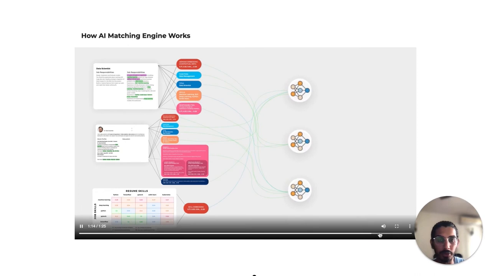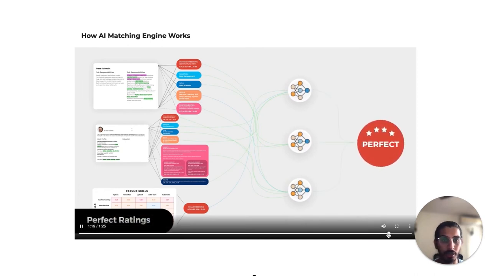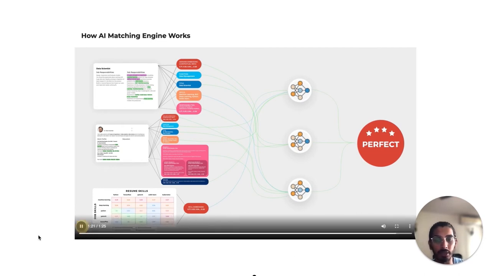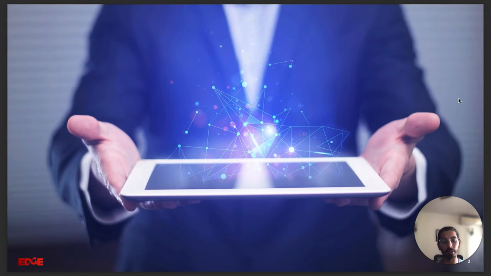That's where all this information is fed into our engine to find out the fitment criteria of those candidates with respect to the jobs. So that's about Search & Match and the workings around it.